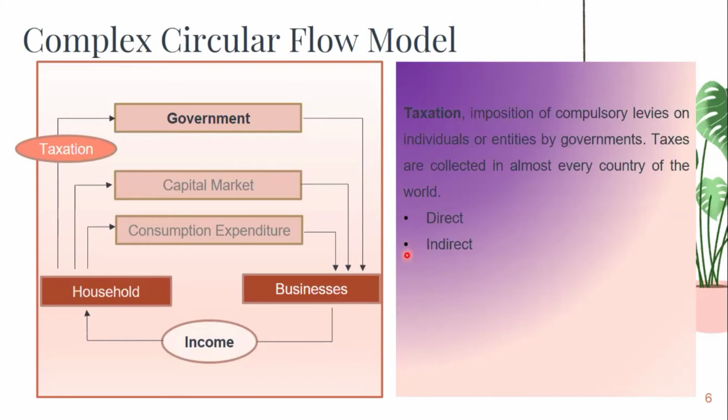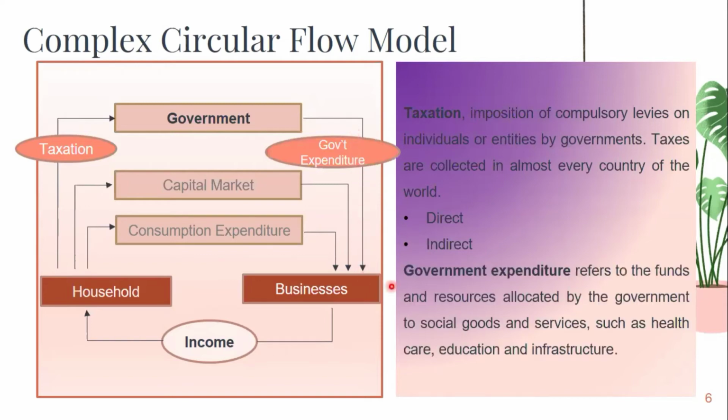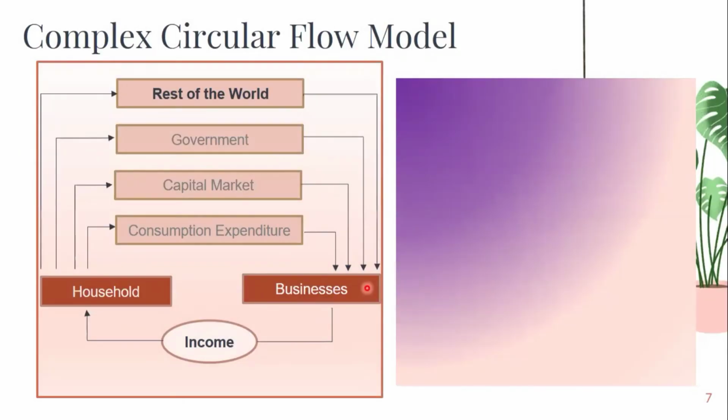The money will now be funded for government expenditure. Government expenditure refers to the funds and resources allocated by the government to social goods and services, such as healthcare, education, and infrastructure. So whatever amount of tax is paid by the household, this goes back to the income stream through government expenditure. Lastly, let us add the rest of the world to the circular flow.